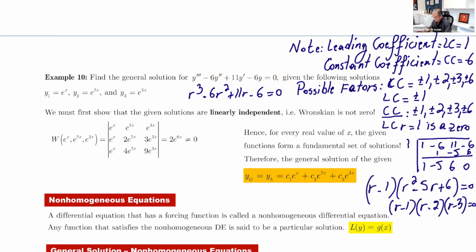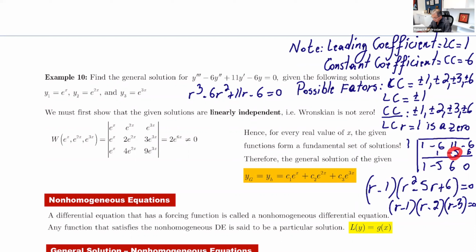How do you find that? Trial and error. You can use synthetic division, and we try them one by one. I pick one here. So let me refresh your memories of synthetic division. You write the coefficients 1, -6, 11, -6, and you bring this 1 down. 1 times 1 is 1. You write it here. Then you combine -6 plus 1 is -5.